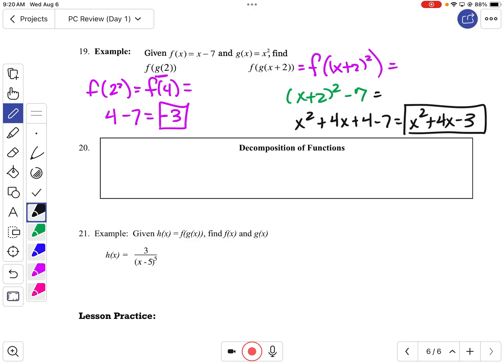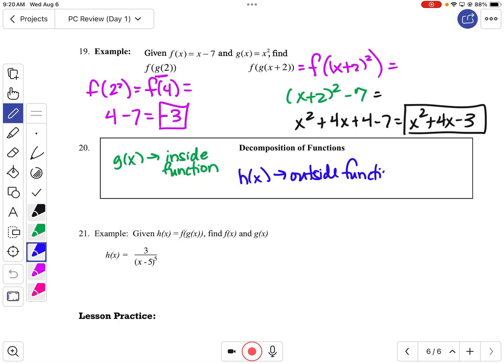And then the final thing that we will actually do is decomposition of functions. We will break a composition apart. Remember, when we decompose something, we're looking for f of x and g of x, g of x being the inside function. That's something that's going to be inside parentheses, in a denominator, under a radical. And then we have h of x. What are we doing to that inside function? We're squaring it, taking a square root, putting it in a denominator, something like that. What did we do to the inside?